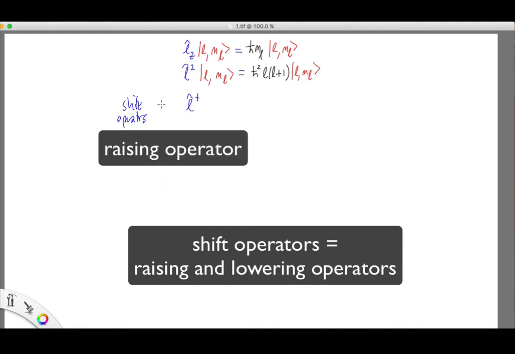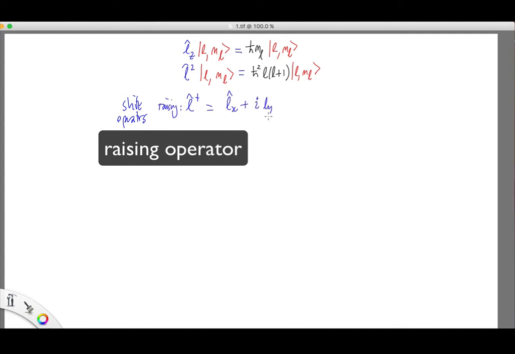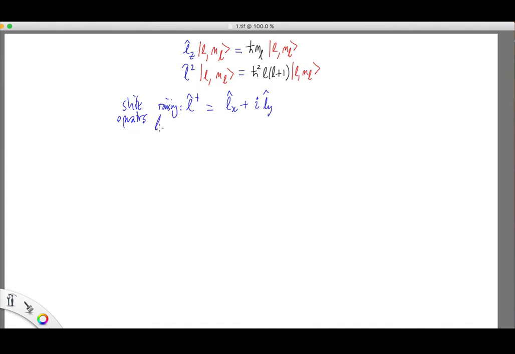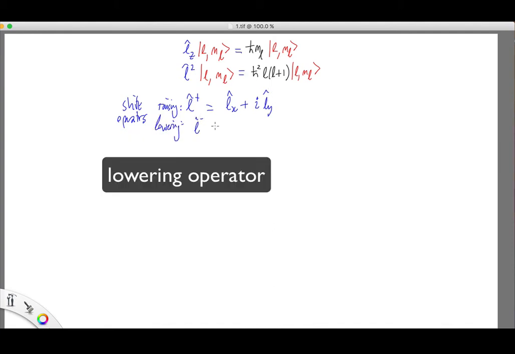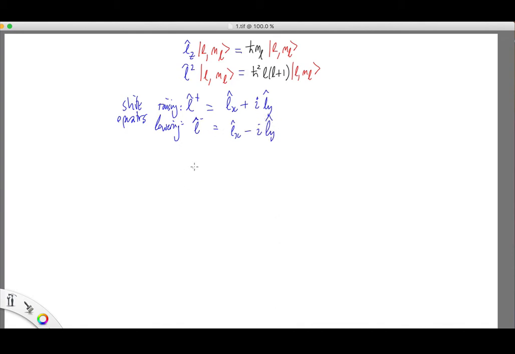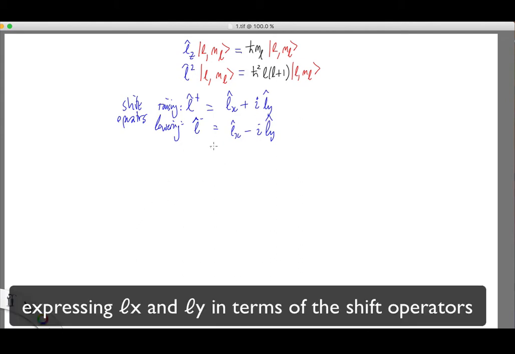The raising operator is given by the operator L+ = Lx + i Ly, while the lowering operator is given by L- = Lx - i Ly. And it turns out to be convenient to look at the properties of these raising and lowering operators first before we get onto the properties of Lx and Ly. Now you see from these formulae that if we just add together the raising and lowering operator, we can just add the right hand sides of this equation together.